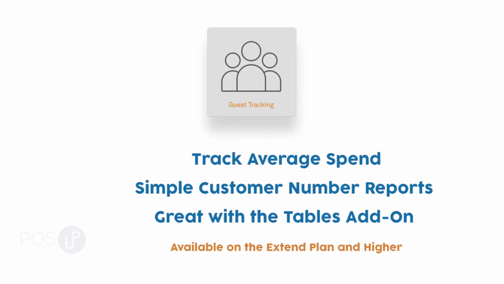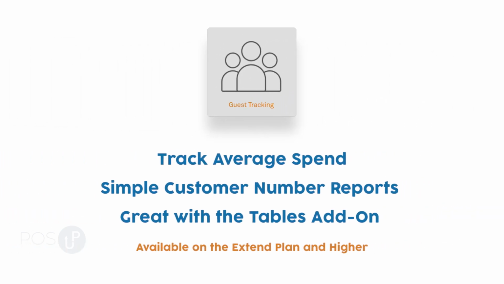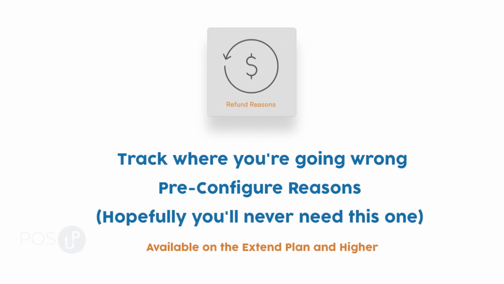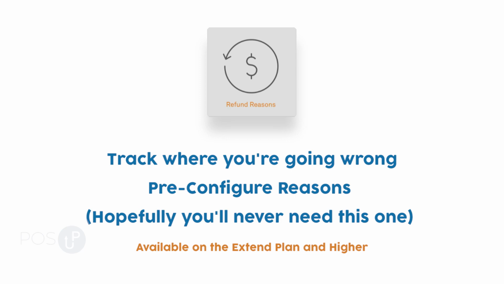Guest tracking is a great addition to any restaurant with the Tables add-on. It allows you to enter how many people there are on a table and then creates a report showing average spend per customer and other metrics. Refund Reasons is like it sounds. It lets you give a reason for why a refund was processed so that you can investigate later from the report created.